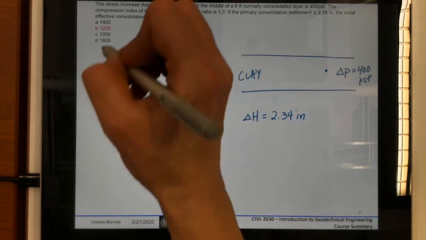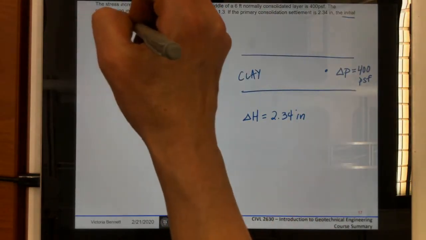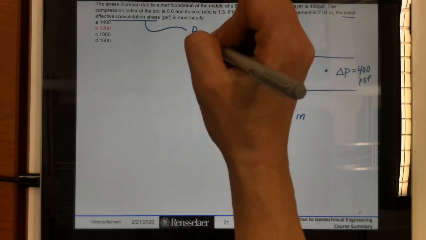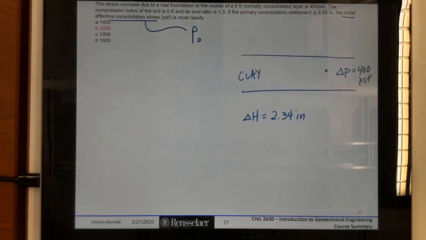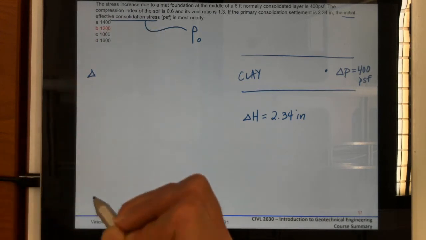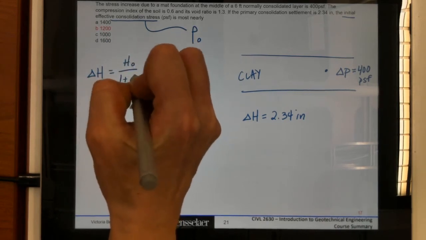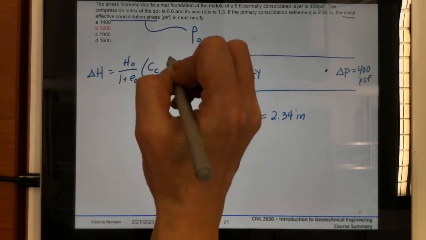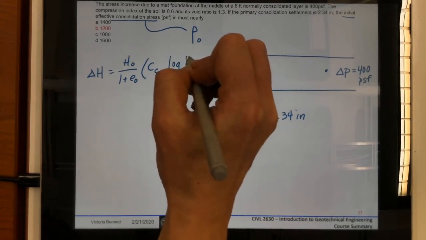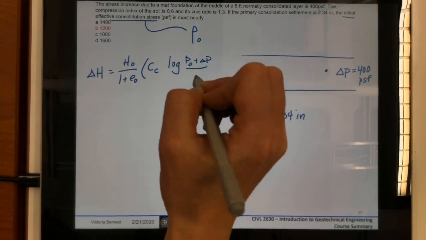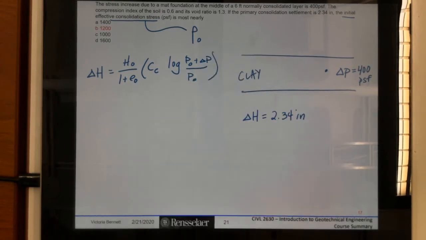So what they're actually asking for there, the initial effective consolidation stress, in the nomenclature of the reference manual is P naught. And if we go back to that section of the reference manual, the things that we are looking to use would look something like that. This is the one where I said they only give you the compression index.